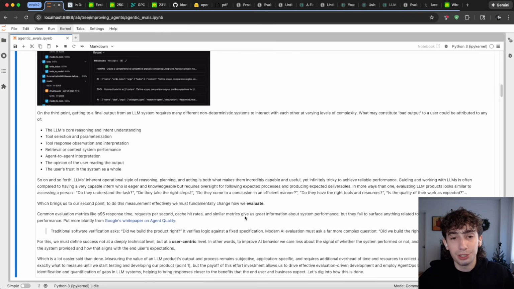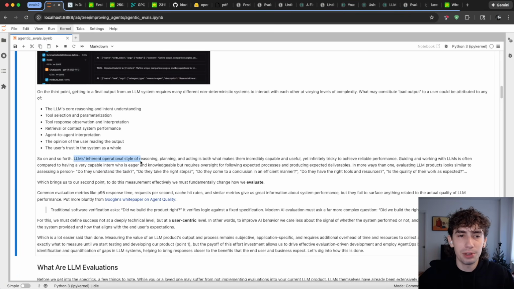And I list all of these to make the point that language models' real operational style of doing this ReAct, or reasoning, acting, and planning style of solving problems is what makes it very useful. However, at the same time, what makes it very tricky to actually debug and interpret and make improvements for.